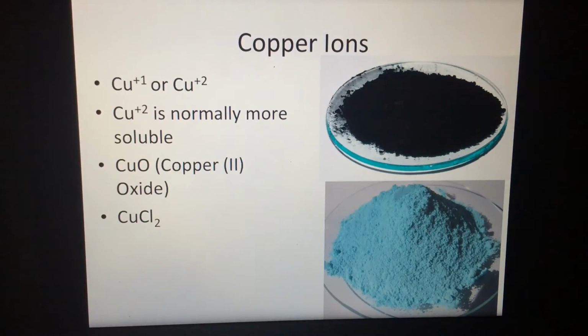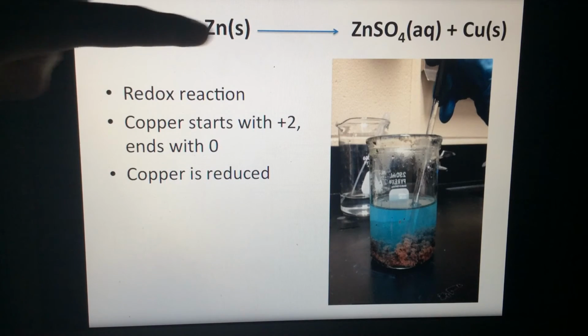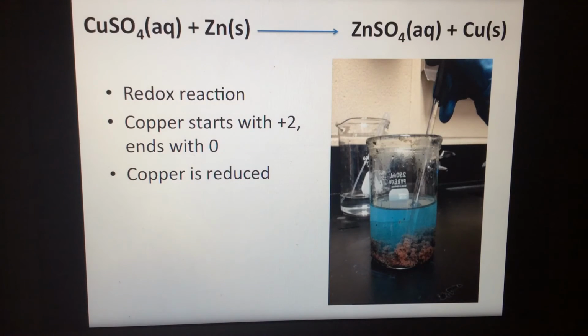Copper chloride, or CuCl2, has to have two chlorines to equal out copper +2. This is an example of a redox reaction. Copper starts out with a +2 oxidation number and ends with a 0 oxidation number. Therefore, it gained 2 electrons and was reduced.